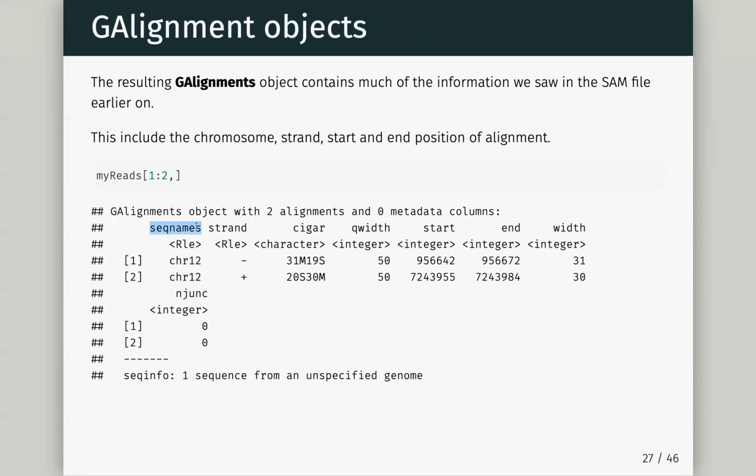We have seq names, strand. Again, we have these RLEs. We have width, except here it's called qwidth. And then we have a second width here. We're going to explain what that is as we come along. We have the start and the end of the alignment, and then we have the number of junctions in the alignment.